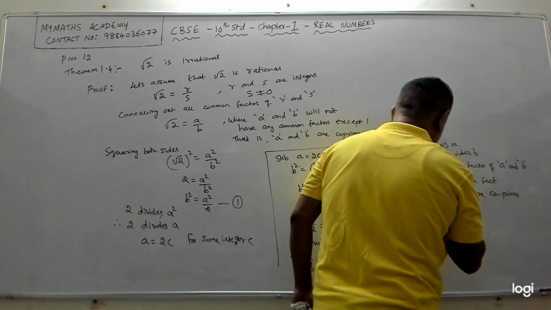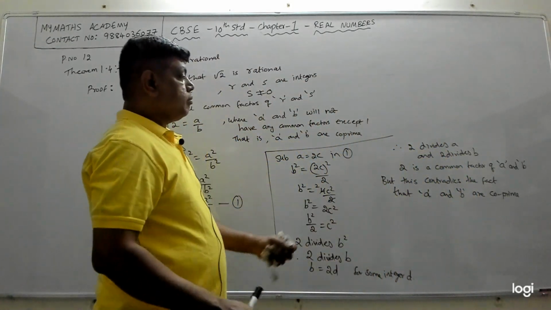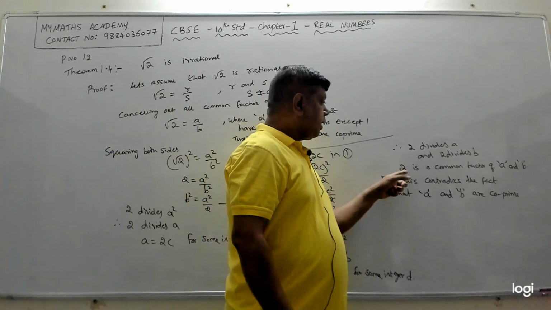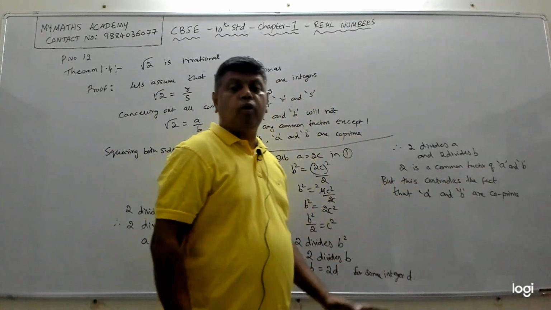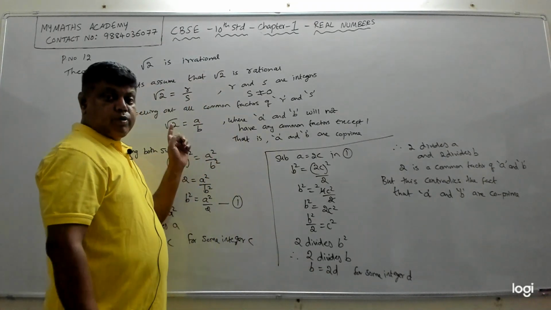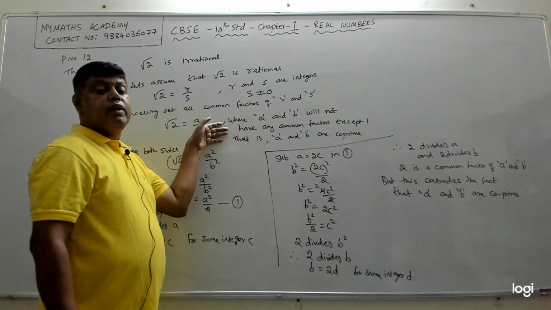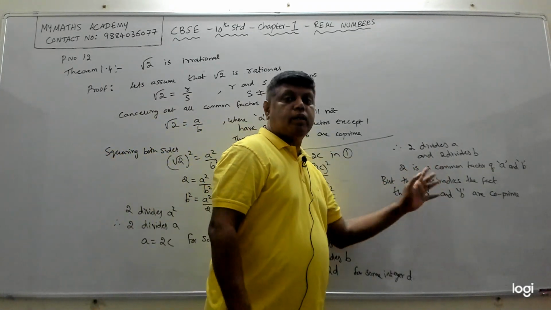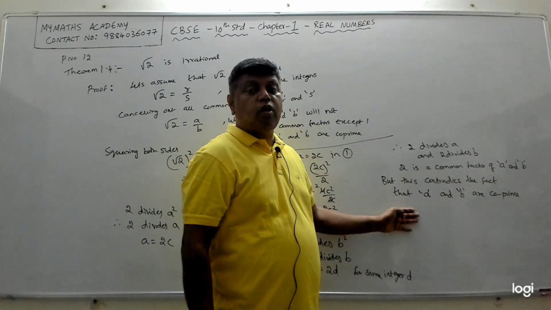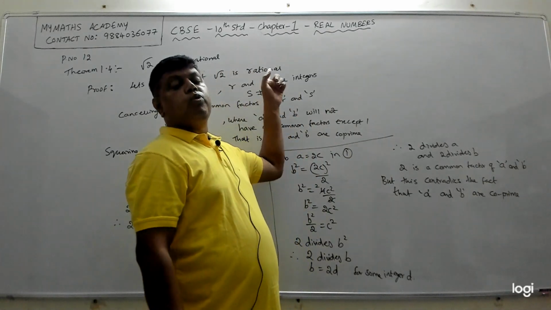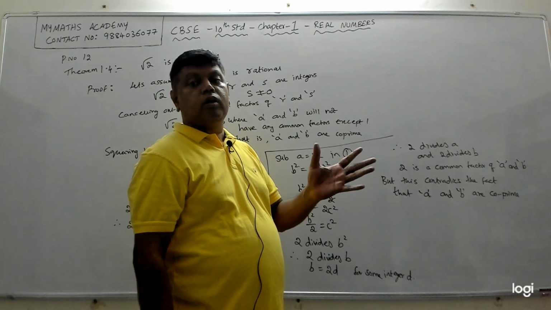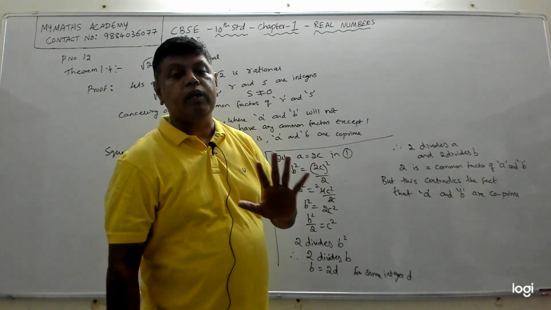This contradicts the fact that a and b are co-prime, because here we said a and b are co-prime, but this is contradicting that, because 2 is a common factor of a and b means what? There is a number that divides both a and b, but here we have simplified in such a way that no number will divide a and b, but here we are getting that 2 divides a and b. That is a contradiction to the fact that a and b are co-prime. Why are we getting this contradiction? Because we assumed root 2 as a rational number. Therefore, we will say our assumption is wrong. Therefore, root 2 is irrational. That is how we will prove this.